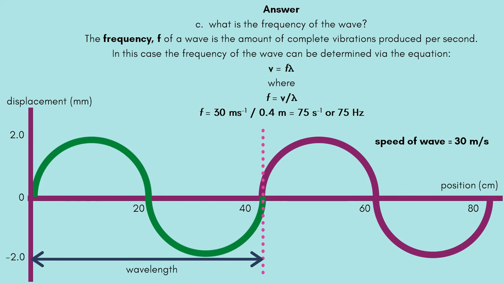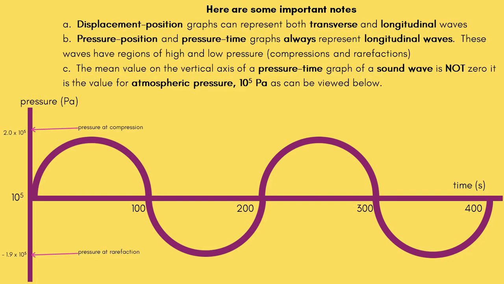Well, the frequency f of a wave is the amount of complete vibrations produced per second. In this case, the frequency of the wave can be determined via the equation speed of wave equals frequency of wave times wavelength of wave, where you transpose to get frequency of the wave equals the speed of the wave divided by the wavelength of the wave. You substitute the values that you have. Note well that we were given the speed of the wave, which was 30 meters per second. We divide it by 0.4, which is the wavelength of the wave, and we get 75 per second or 75 hertz.